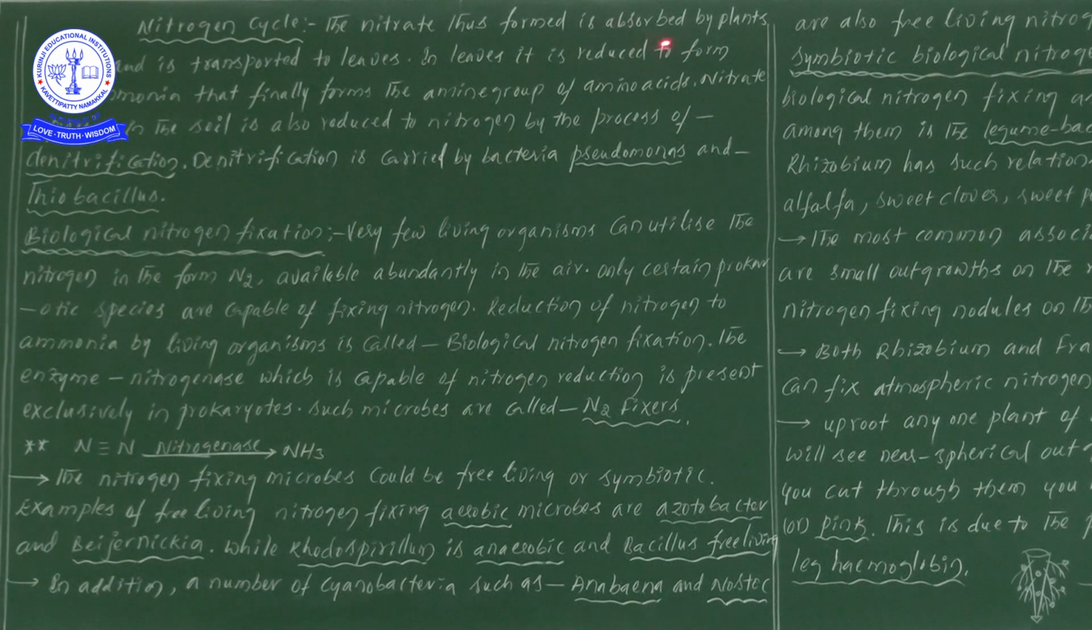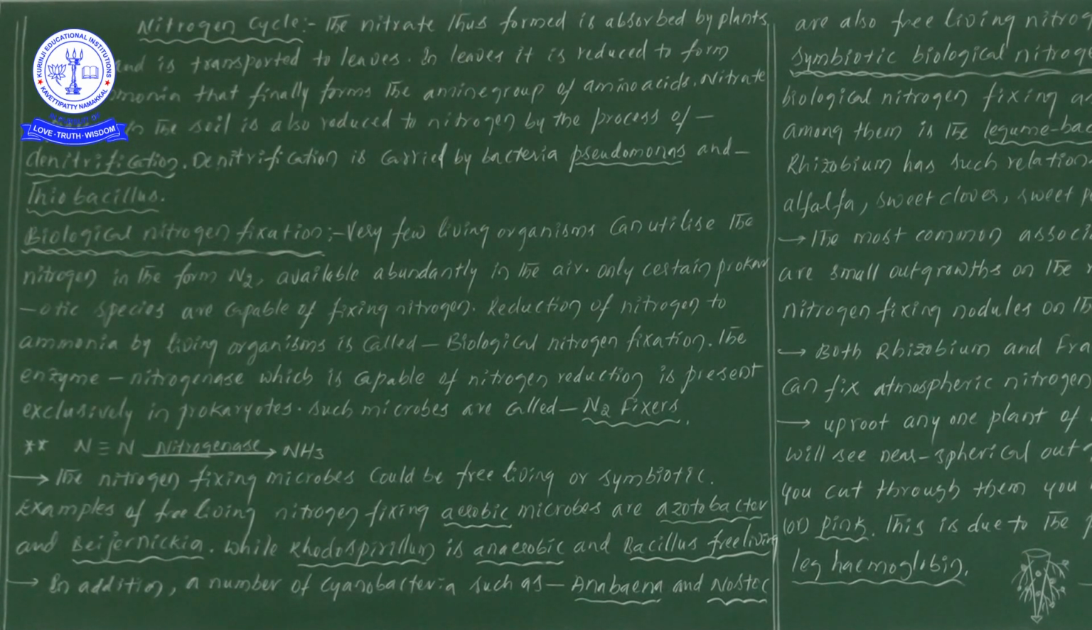The nitrate thus formed is absorbed by the plants and is transported to the leaves. So nitrate is the form of nitrogen that is absorbed by the plant and transported to the leaves. Now in the leaves, what is happening is that it is reduced to form ammonia. Point understood? In the leaves it is again reduced to form ammonia.